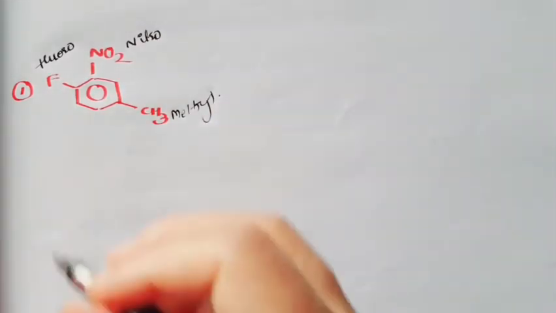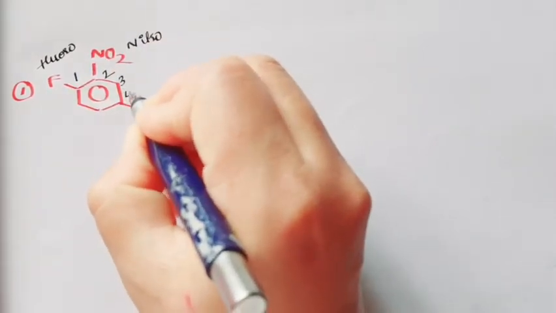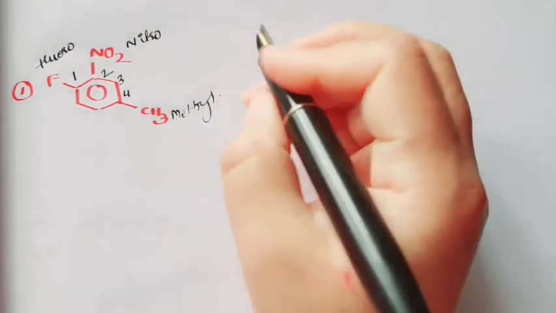Okay, now how to number? So this fluoro will get preference, isn't it? So 1, then 2, we'll have to number clockwise, because on this side you will get the lowest position for the substituents, right? Okay, so for the name, first we'll write down the names of all the substituents.